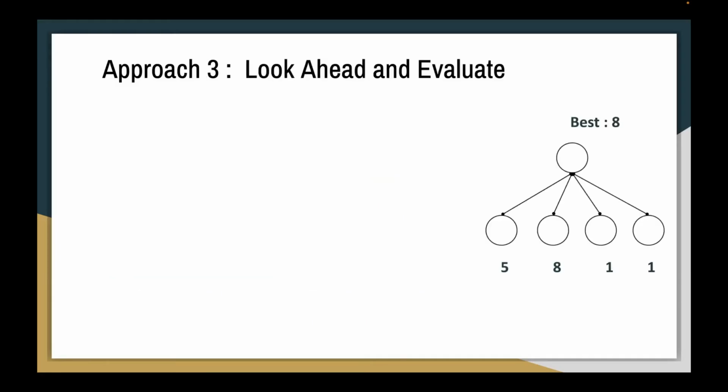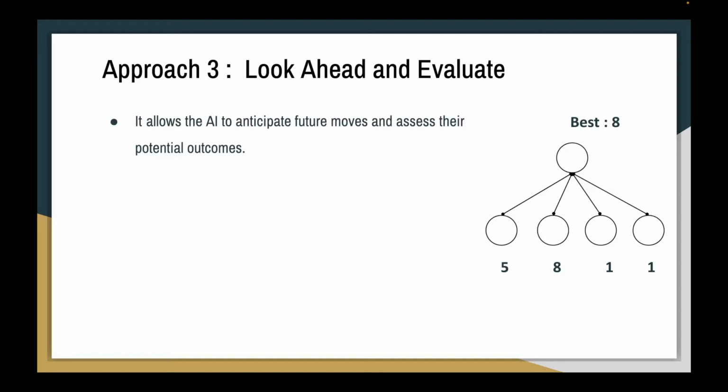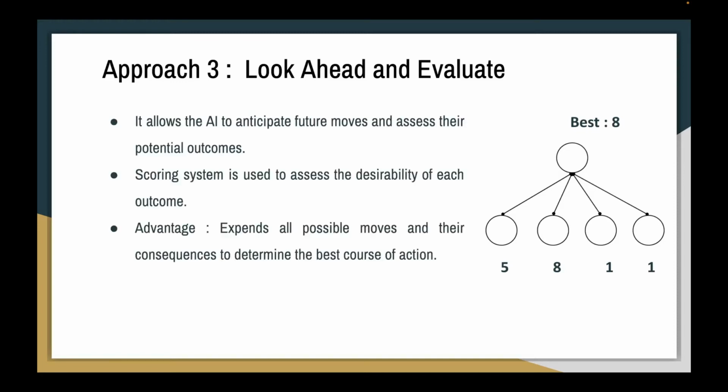The third approach is the more sophisticated approach. It is look ahead and evaluate. It allows the AI to anticipate future moves and assess their potential outcomes. Here, the AI generates the tree of possible moves starting from the current game state. For each possible move, it simulates how the game will progress and evaluates the likely consequences.